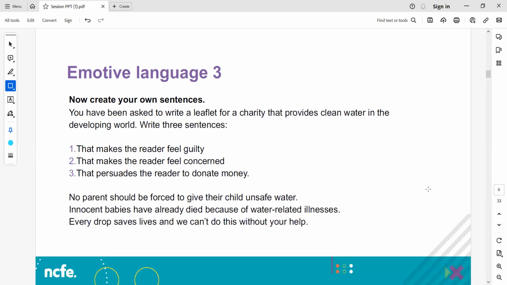Okay, and persuading the reader to donate money. Every drop saves lives, and we can't do this without your help. So every drop, so it's making it really simple. It saves lives, and your help. So it's appealing directly to you as the reader. And it's not, the charity can't do this without the help of supporters, which is quite impersonal. It's appealing to you. Okay. Are there any questions about that?